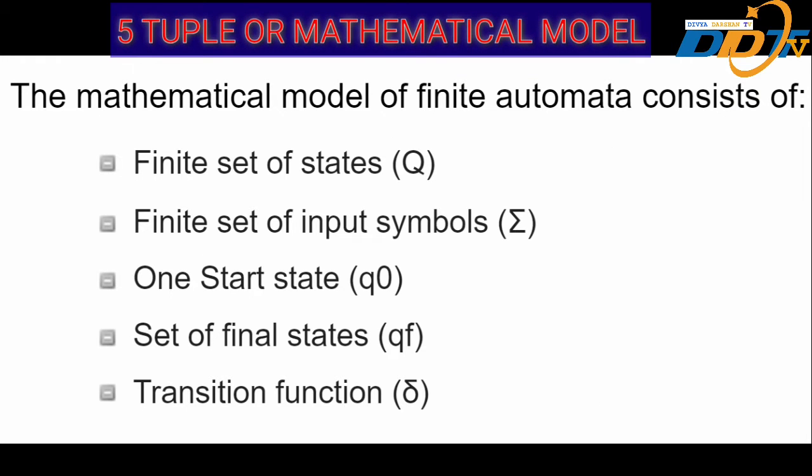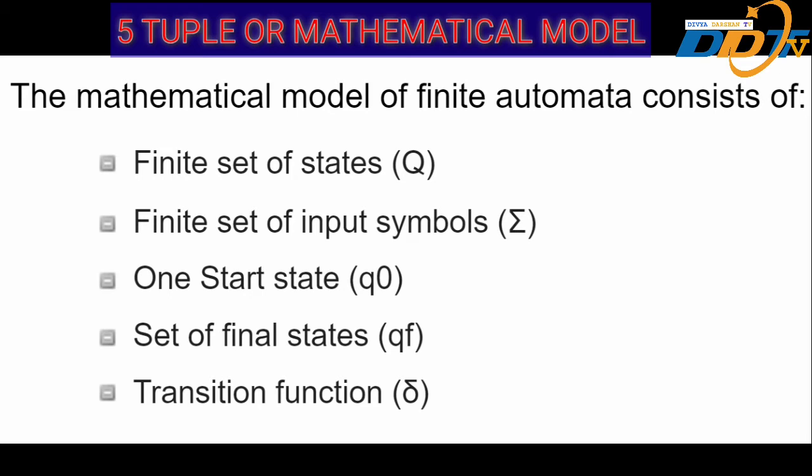So, the mathematical model of finite automata consists of a finite set of states that is denoted by capital Q, and a finite set of input symbols that is denoted by sigma. After that, one start state that is denoted by Q0, a set of final states that is denoted by F, and a transition function that is denoted by delta. The transition function maps the finite set of states and input symbols, that is Q cross sigma, into Q.